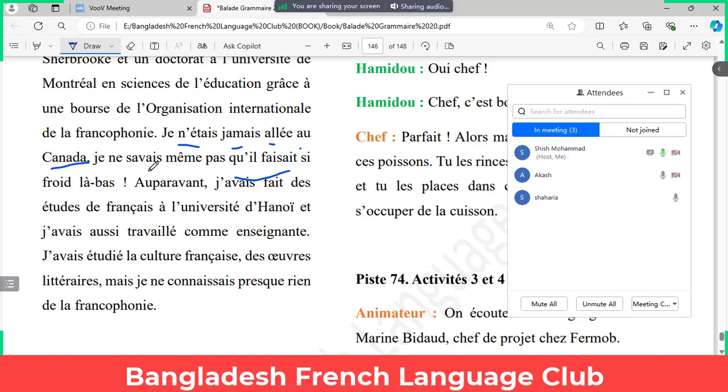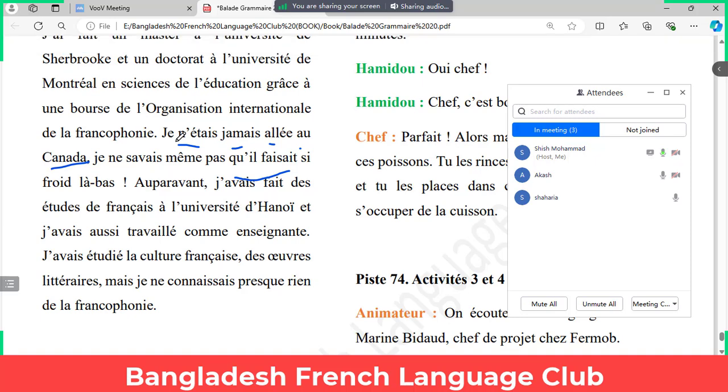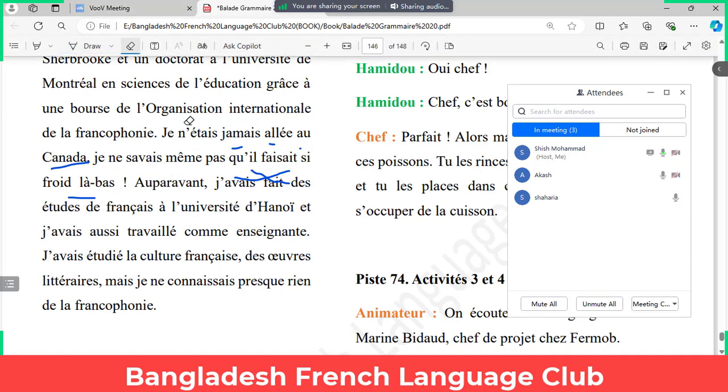She's saying that je n'étais jamais allée au Canada means I had never been to Canada. Je ne savais même pas means I didn't even know that il faisait si froid là-bas, that it was so cold there. Okay, then.